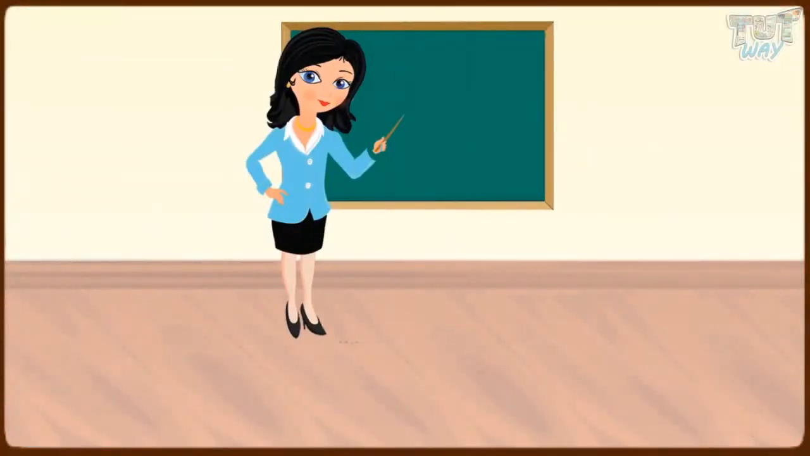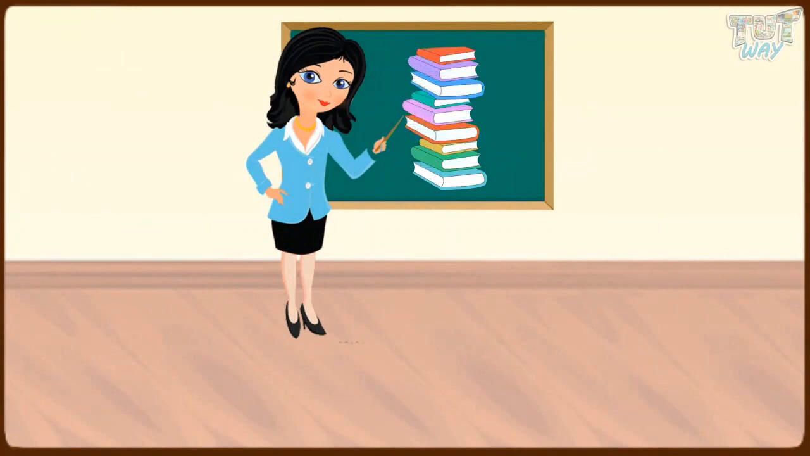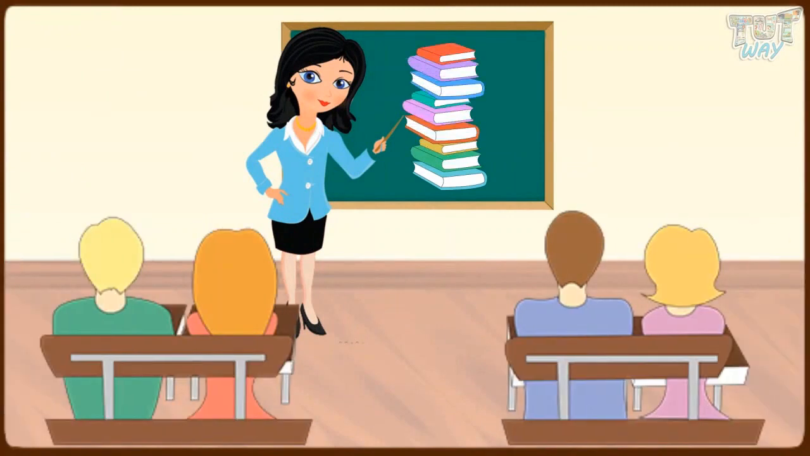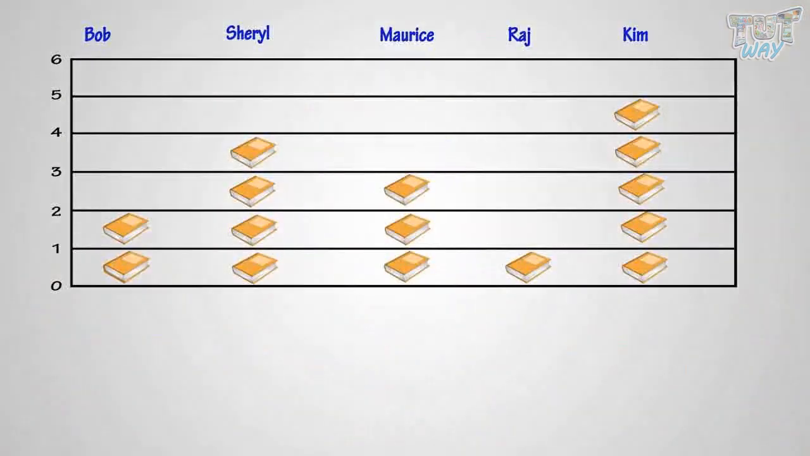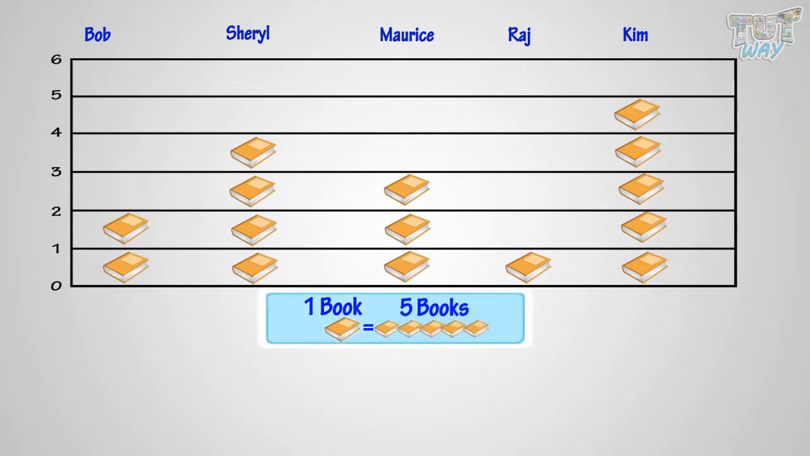Miss recorded the number of books read by students in her class and depicted it as a graph, where the symbol of one book represents 5 books. Now, let's answer a few questions based on this graph.